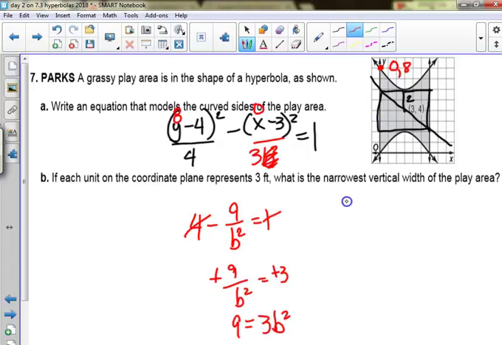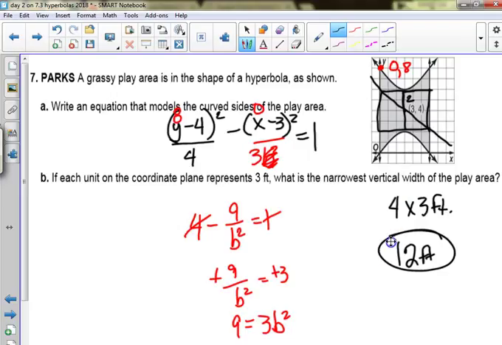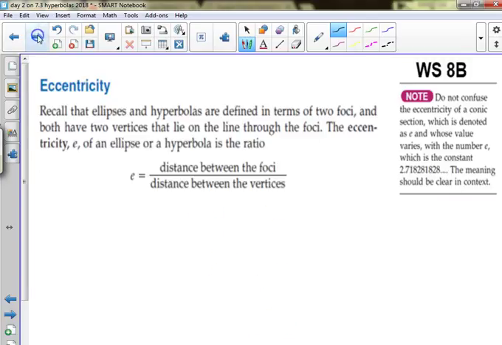Okay. Anyway, the last part of the question, I didn't ask you one like that anywhere ever. Each unit is 3 feet by 3 feet. What is the narrowest vertical width? So in other words, this is how many boxes long? 4, right? And if it's 3 feet for each box, the narrowest part of the play area is 12 feet. That's not making a very big play area. I guess it's at its narrowest. Yeah, it's a very weird shaped park anyway.